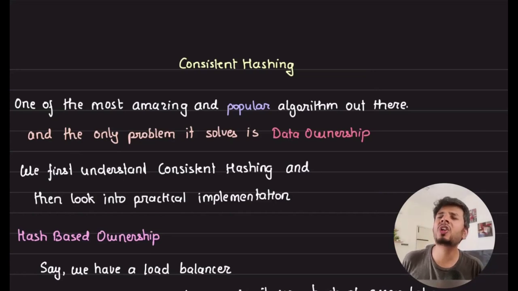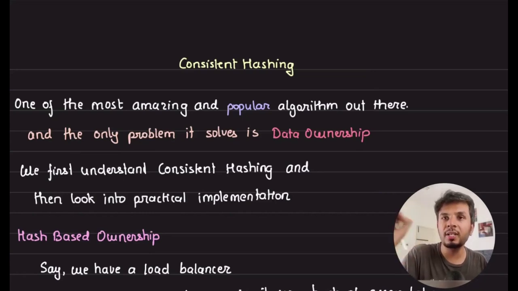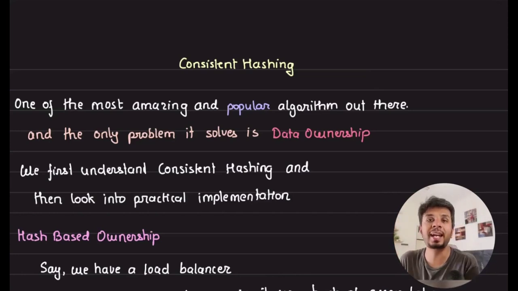Consistent hashing is not a service. Consistent hashing is an algorithm that helps you answer just one question: who owns this data? That's it. The only thing that it solves for is data ownership and nothing else. Nothing else. Right? So, this will be a very detailed video.